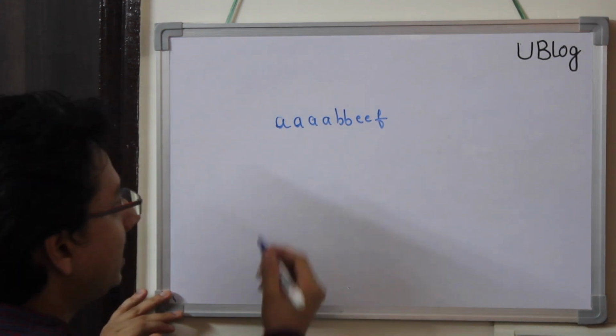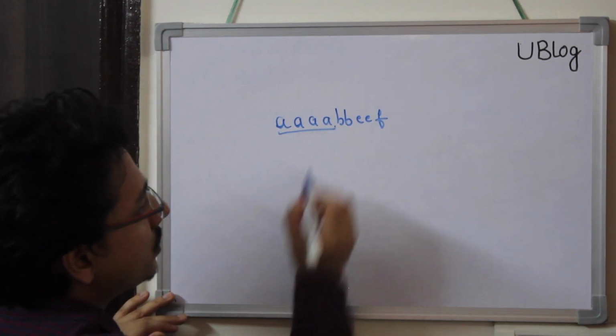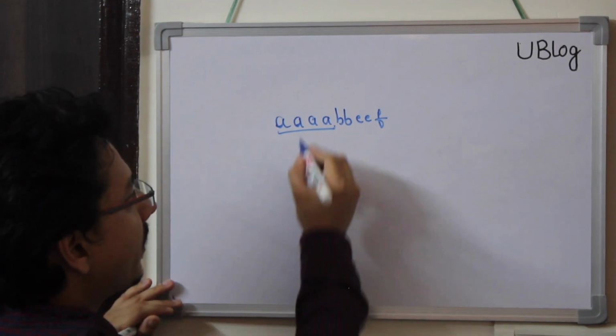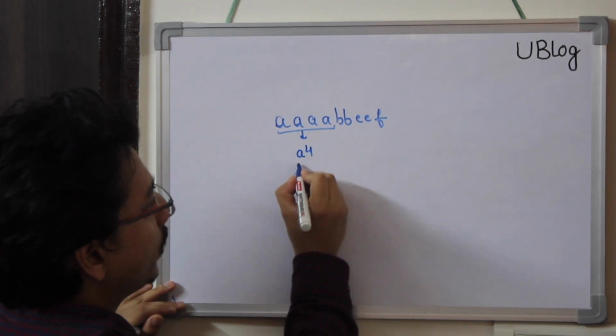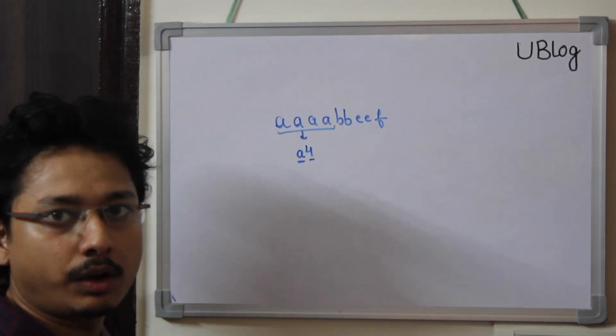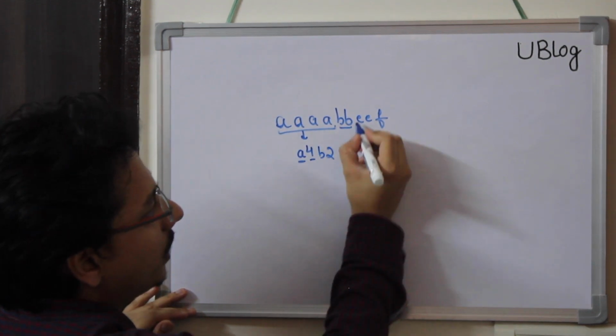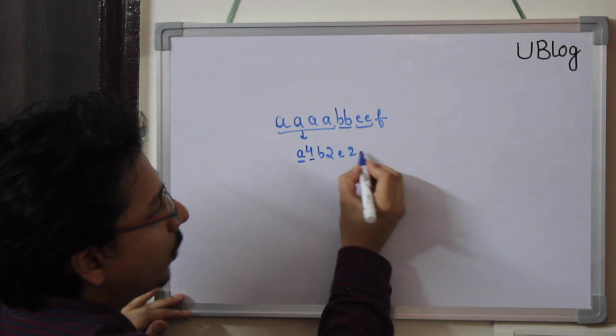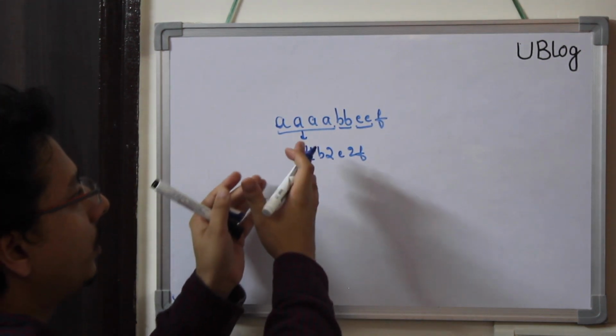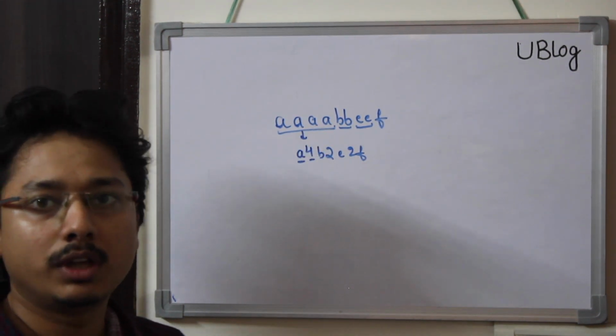Basically you need to compress it like this. For example, there are 4 consecutive occurrences of A. So how can you write it? You can write it as A4, which means A is occurring 4 times consecutively. Next, B is occurring twice, so you can write B2. Again E is occurring twice, E2, and then F. So you need to compress the string and output the compressed string.